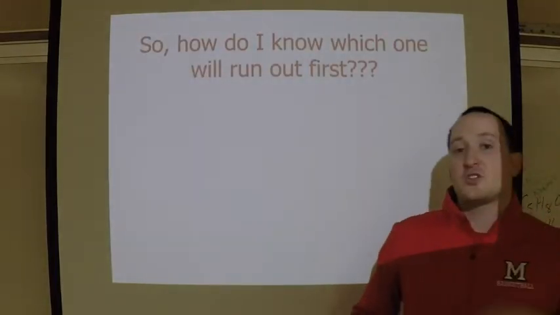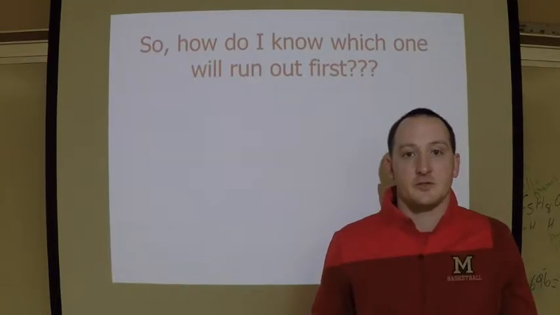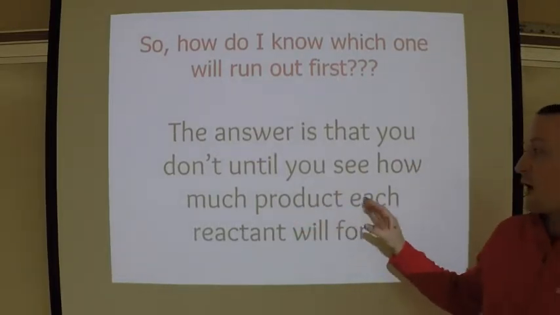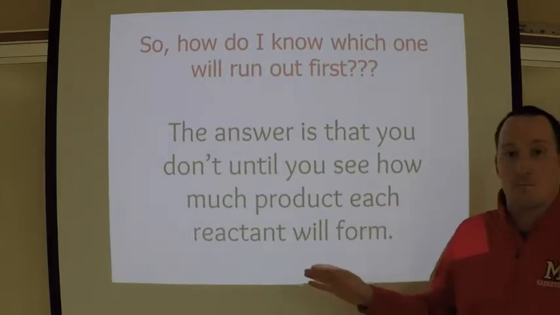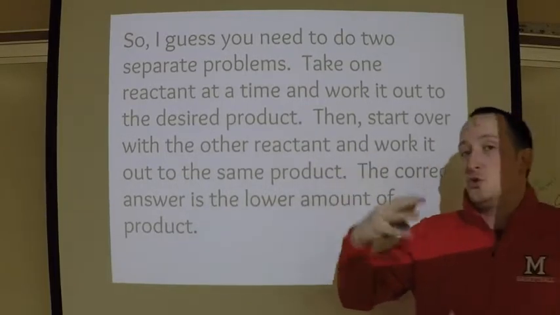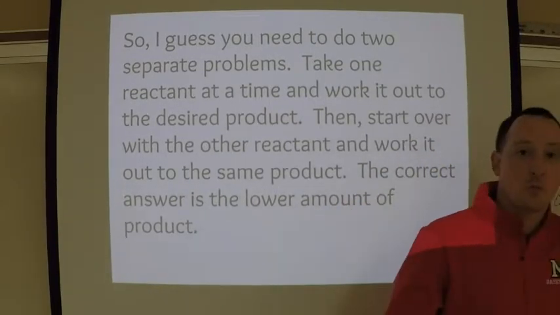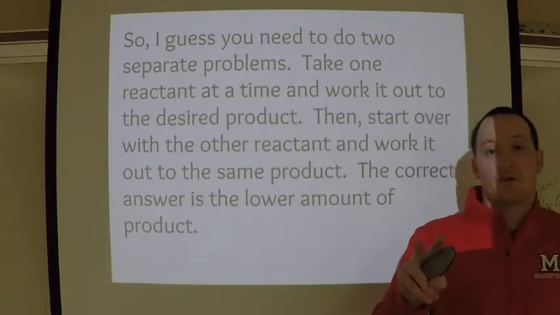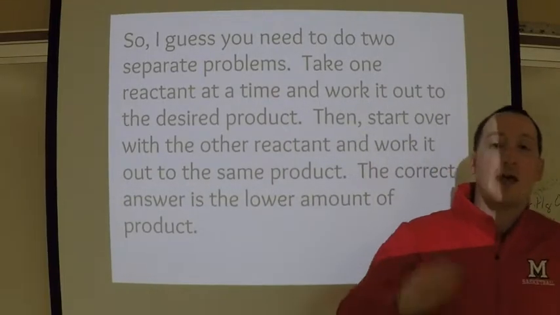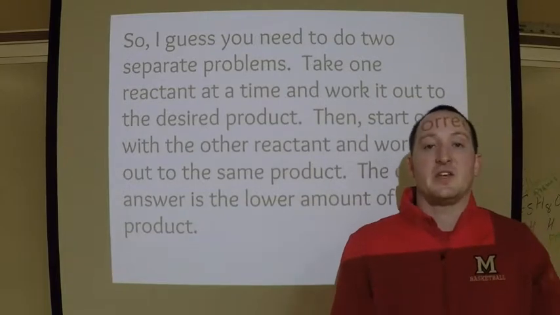So the question we're trying to answer is, how do we know which one of those things runs out first? Because that's going to affect our calculations. Here's how we know. You don't know until you actually figure out how much product each reactant will form. So you're going to have to do two separate problems. In our initial problem, we were given two mole amounts: moles of aluminum and moles of iodine. You're going to have to do a stoichiometry calculation using your moles of iodine and your moles of aluminum, look at how much product is formed from each, and make a conclusion based on those two numbers.